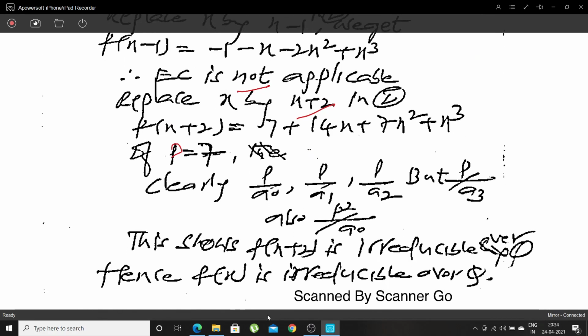Clearly, p divides the constant term. P divides a1, that is the coefficient of x. P divides the coefficient of x square, but p does not divide the coefficient of x cube, that is a3. Also, p square does not divide a naught. This is very, very important.